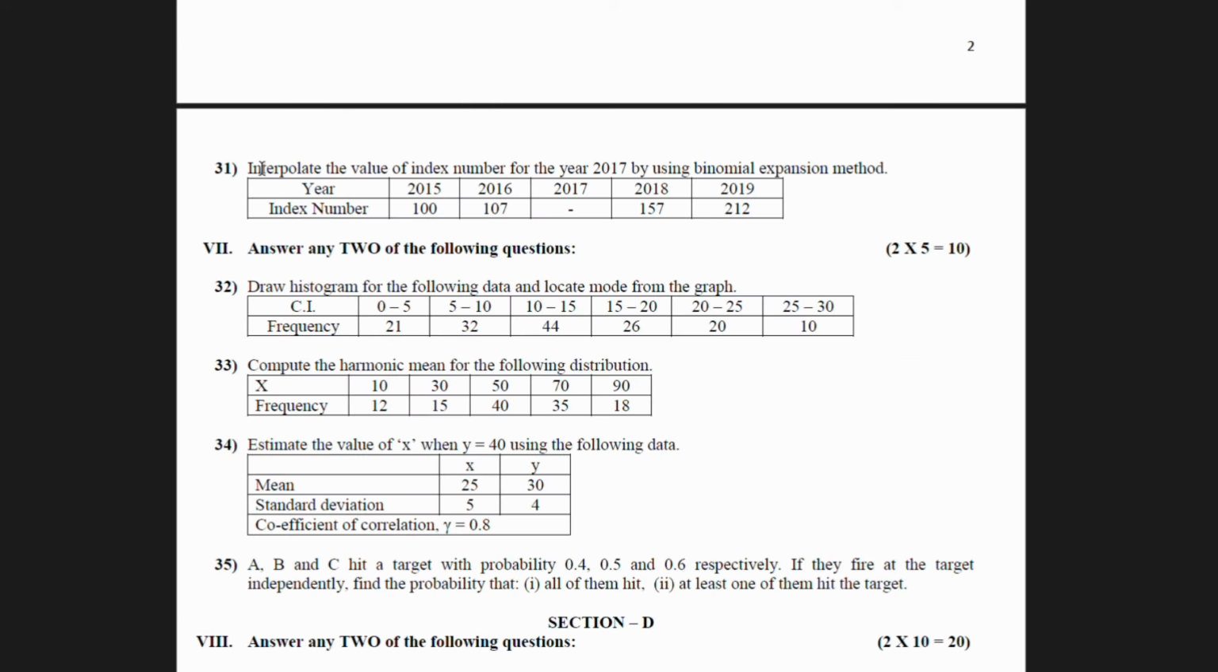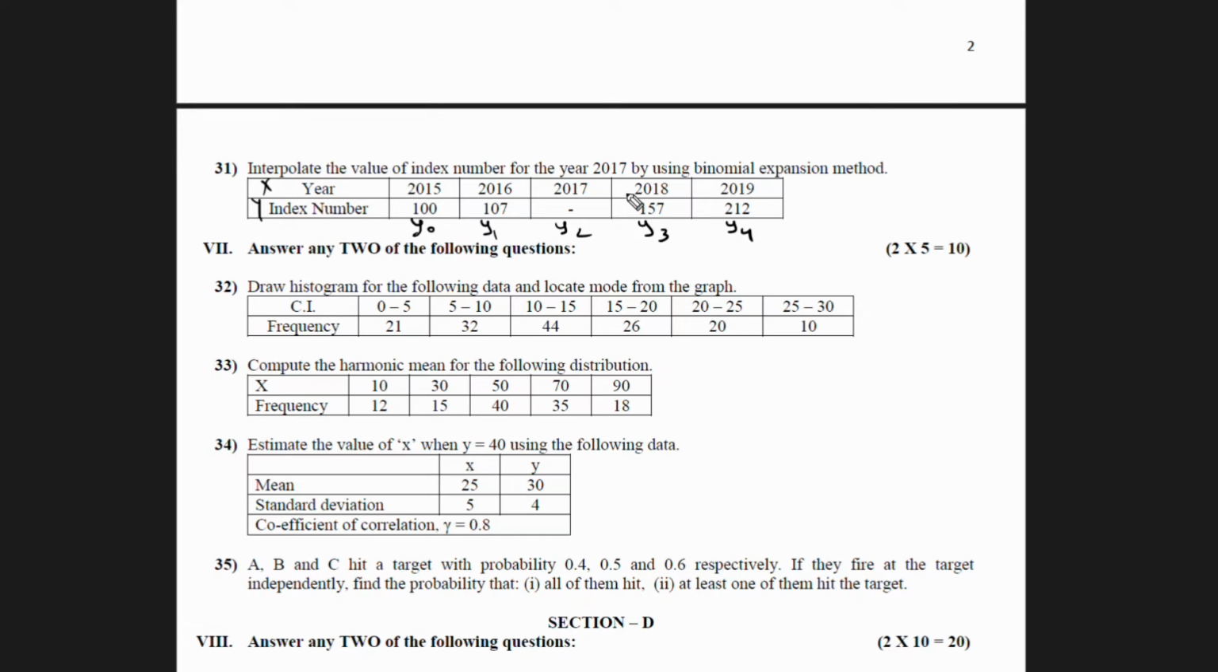So the 31st question is, interpolate the value of index number for the year 2017 by using the binomial expansion method. Okay, so we have to write this one as x. In your answer sheet, write whatever is given here as x, and this is y. So here this is y0, this is y1, this is y2, this is y3, and this is y4. Please remember to write this so that it will be easy for you to substitute the values here. Now you are given this table, you have to find the missing value here.